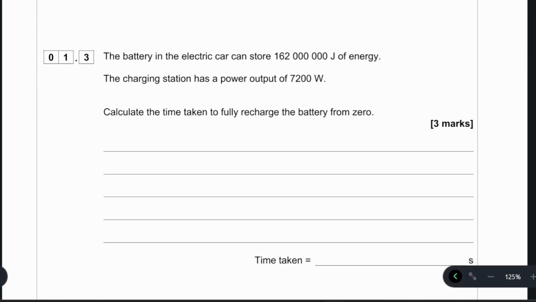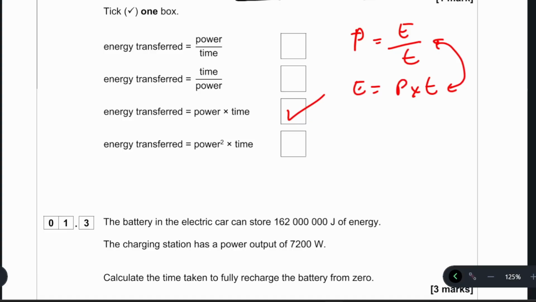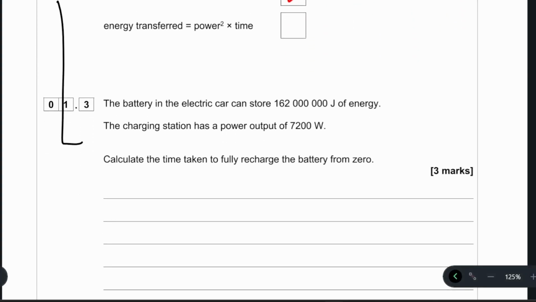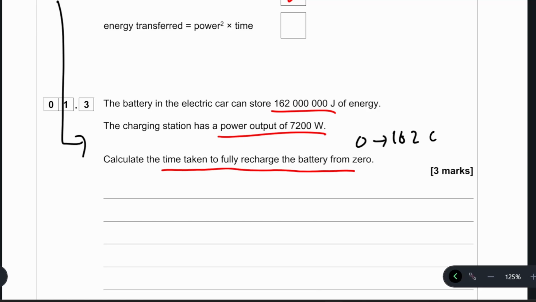Okay, now a very common pattern, as we mentioned before: in the first part, we select the equation to use, and in the second part, we're asked to actually use it. In this second part, we've got the battery in the electric car can store 162 million joules of energy and has a power output of 7200 watts. We want to calculate the time taken to fully recharge the battery from 0. Because it's from 0, we need to go from 0 to 162 million. So basically you need to transfer 162 million joules of energy, right?